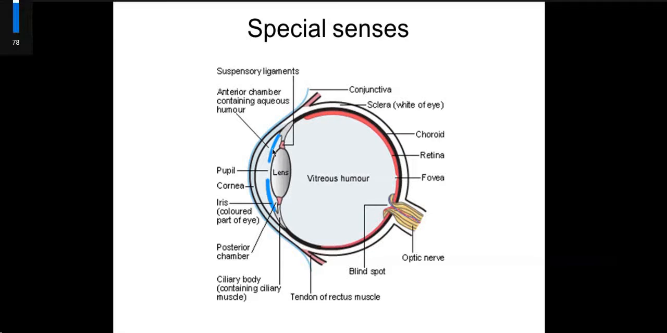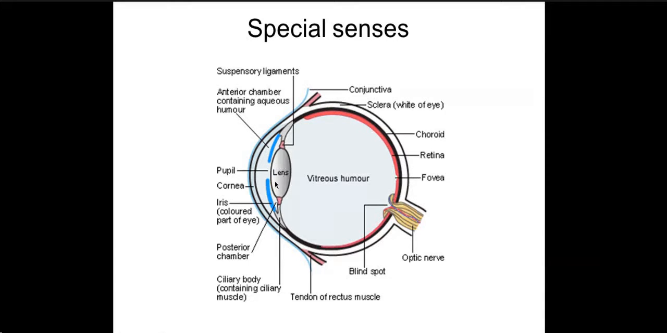And this iris diaphragm is made up of radial muscles and circular muscles. If the circular muscle contracts, then the pupil becomes narrow in size and the pupil constricts, and if the radial muscle contracts, then the pupil dilates. Radial muscles are innervated by the sympathetic nerve, and circular muscles are innervated by the parasympathetic nerve.